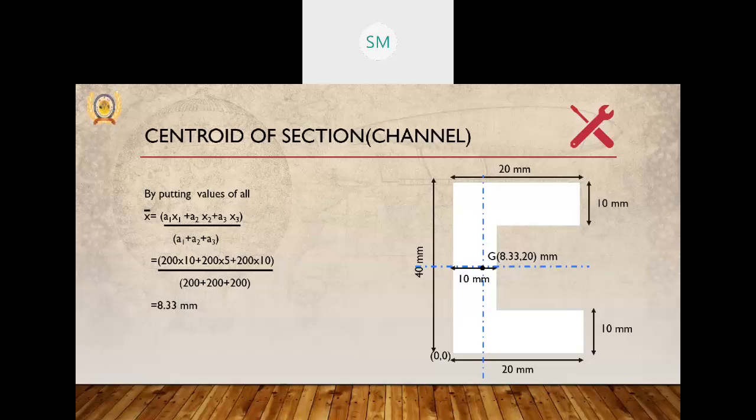Now putting all the values of A1 x1, A2 x2, and A3 x3 in the formula, we find the value of x bar is 8.33 mm. So the centroid coordinates are x bar 8.33 mm and y bar 20 mm. We can see that with reference to our zero point, with the channel section in the first quadrant, we are measuring all distances in the x and y dimensions as positive. This way we can find the centroid of a section symmetrical about one axis.